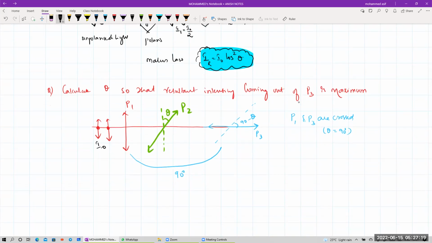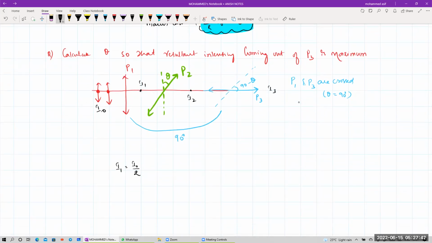Now tell me, from this I naught, the intensity which is coming here, I'm taking as I1, and here I'm taking I2, and the one which has been coming out, I'm taking here as I3. Now tell me what is the value of I1? I1 will be equal to half of that intensity, that is I naught divided by 2. Whereas I2 will be equal to how much? I2 will be equal to I1 into cos square theta.